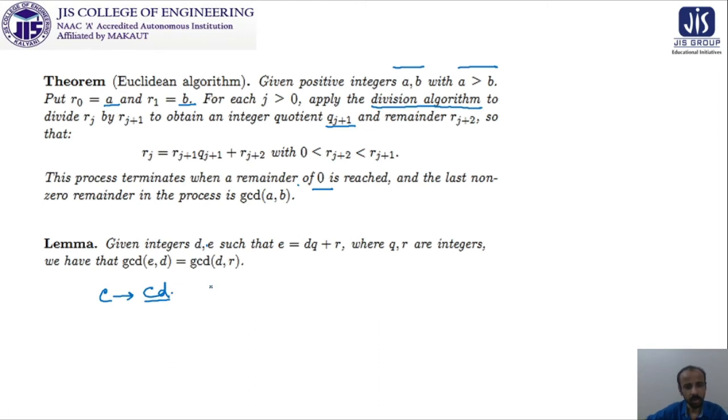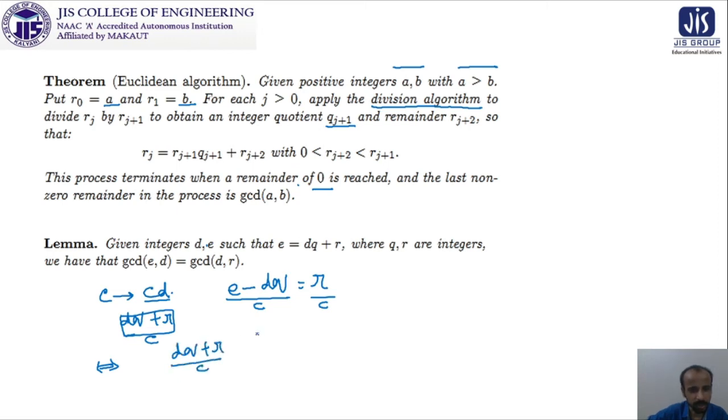then if C is a common divisor of E and D, then E minus dq will be divisible by C, but E minus dq is R, so R will also be divisible by C, and so dq plus R will also be divisible by C. And in the reverse manner, if C divides d and r, C will divide dq plus r, but dq plus r is your E, so C will divide E. So we see that the common divisors of E and D and the common divisors of D and R are the same.